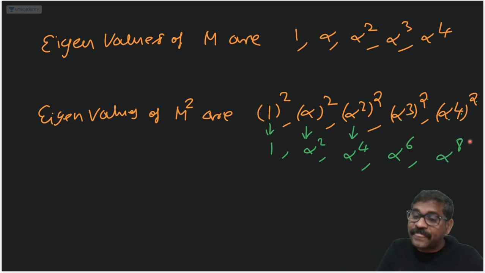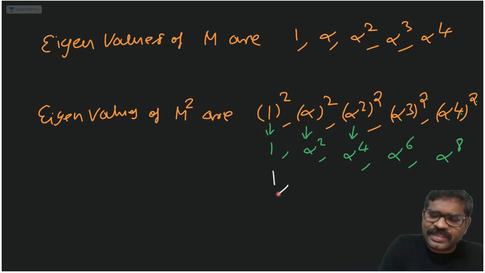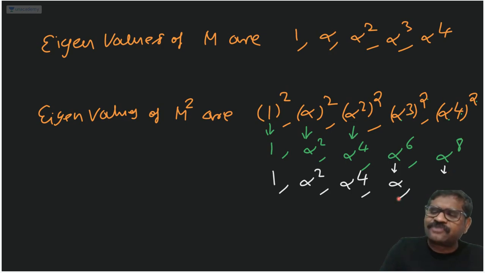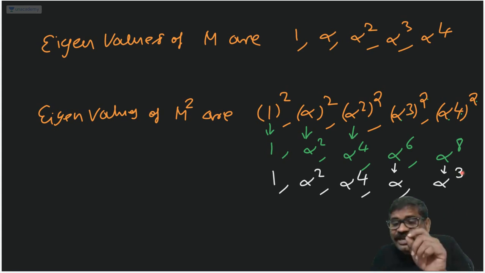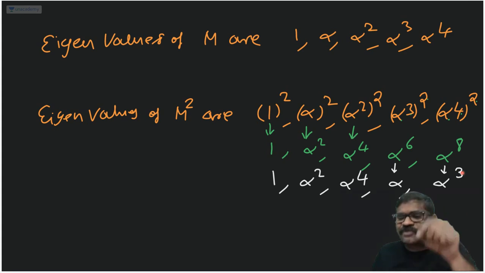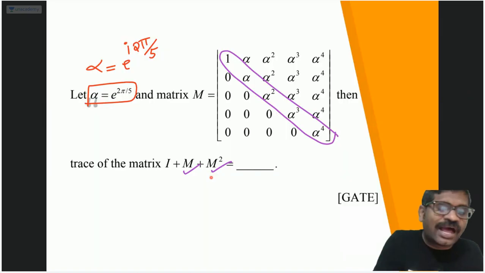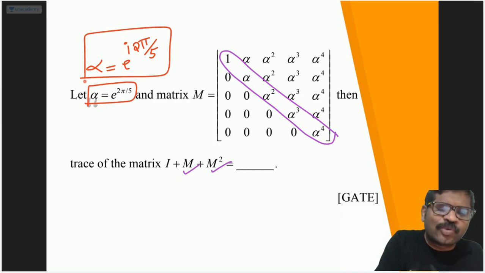Okay, now observe: 1, alpha square, alpha power 4, alpha power 6 and alpha power 8 can be written in terms of alpha and alpha cube. Sir, how can you write alpha power 6 in the form of alpha? How can you write alpha power 8 in the form of alpha cube? There is one hint in the problem. What is that? Alpha equal to e power i 2 pi by 5.